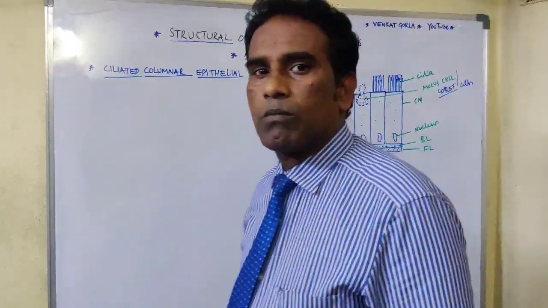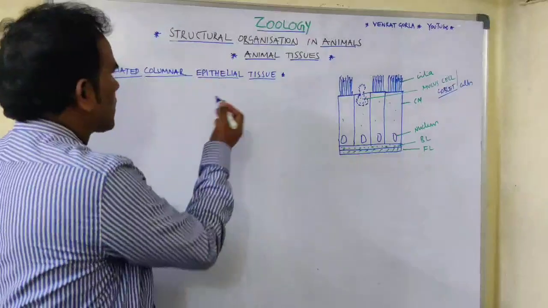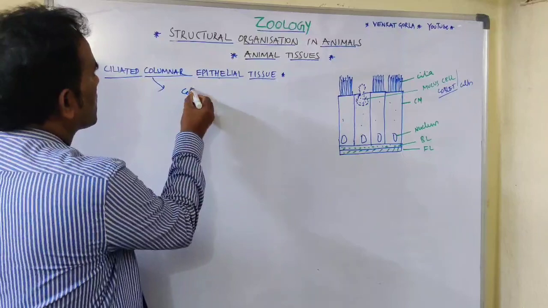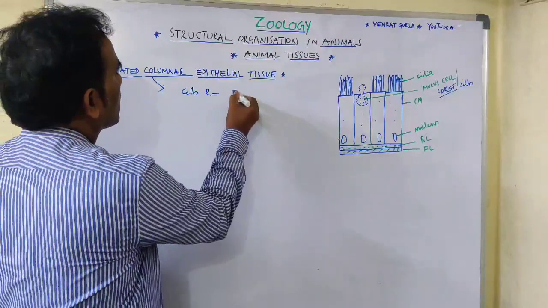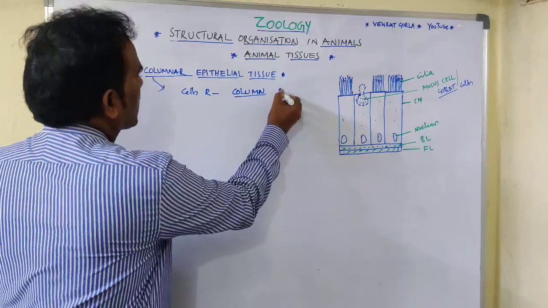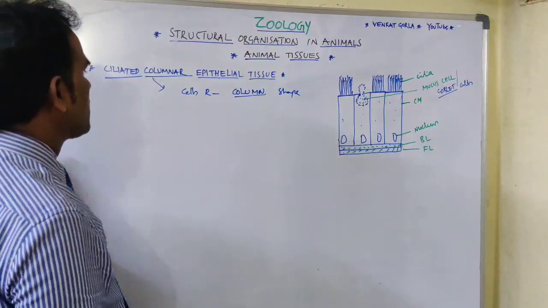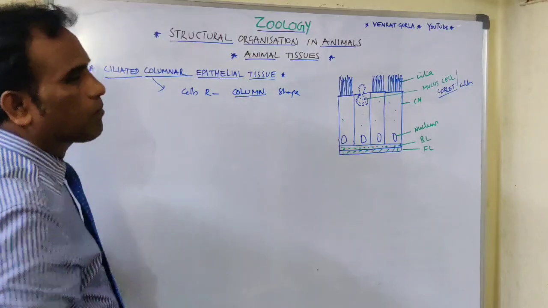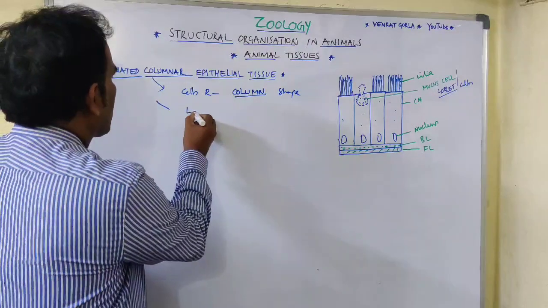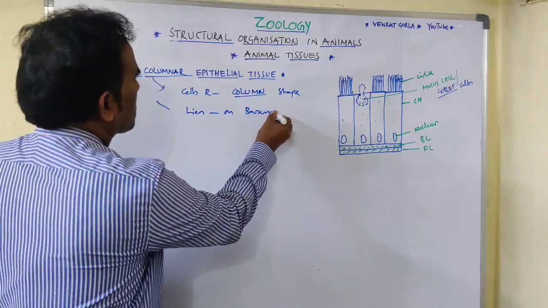Now, the ciliated columnar epithelial tissue and its location. The cells are column-like in shape, and they have cilia, so it is called ciliated columnar epithelium. It lies on a basement membrane.